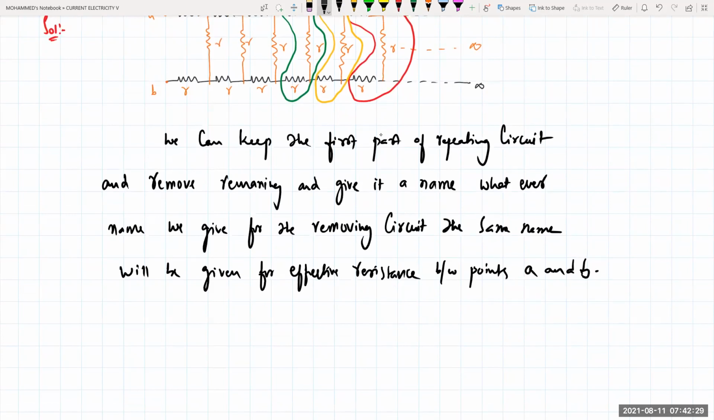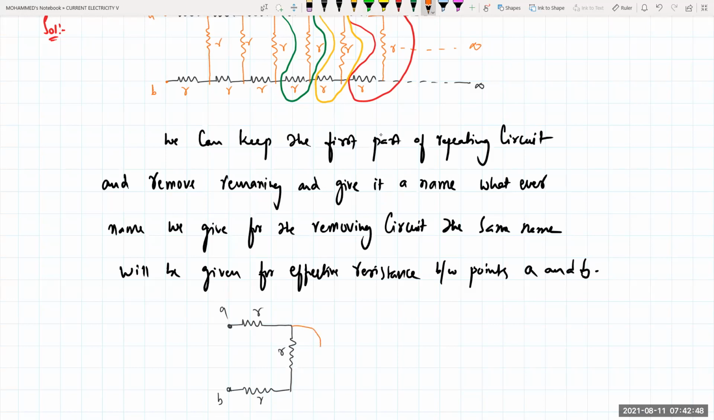I'm keeping the first part of the circuit as it is. First part of the circuit is here. This is the terminal A. This is your terminal B. This is R. This is R. This is R. Now what we are doing is we are removing the remaining all.